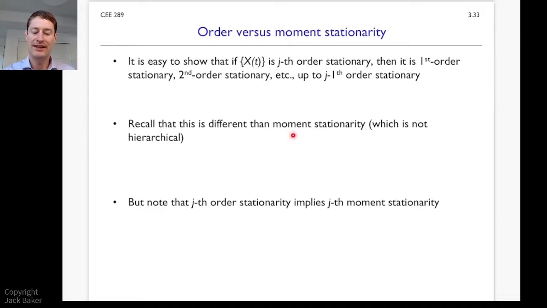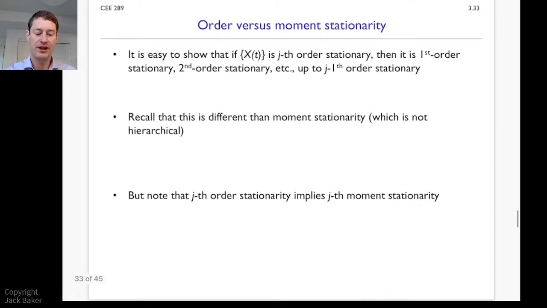Moment stationary, it's not the case. So if we're second moment stationary, it's not guaranteed that we're going to be first moment stationary. However, jth order stationarity implies jth moment stationarity. So we could think about that and just maybe with a couple quick notes, right?